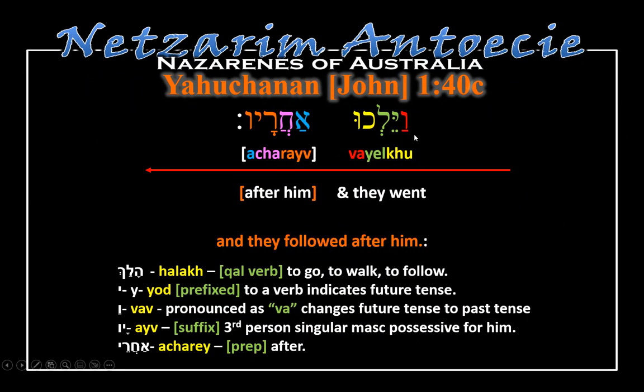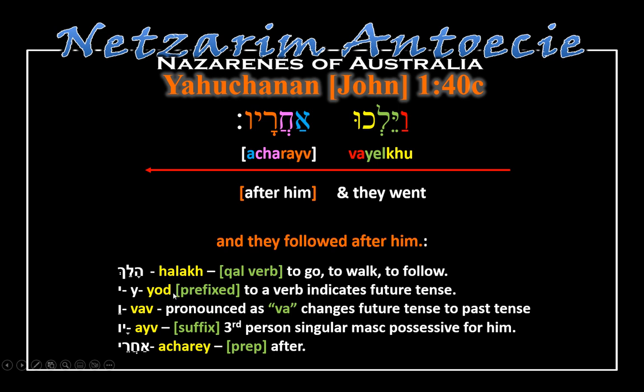And 40C is Vav, Yod, Lamed, Kaf, and Vav. Aleph, Chet, Resh, Yod, Vav. Vayilku, and they went. And of course its root, I've said before, is halak, which means to go, to walk, to follow. And they went. And acharev, after him. The English, and they followed after him.